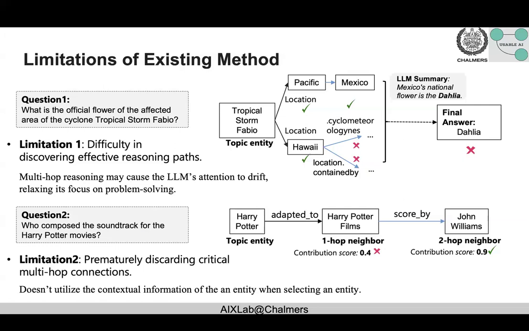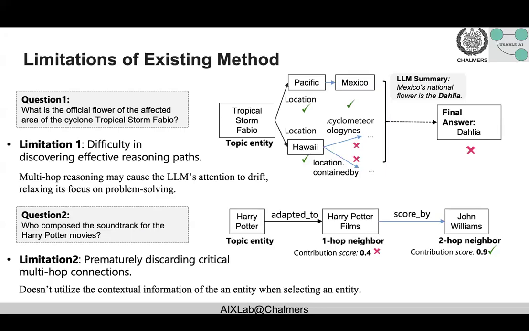For example, who composed the soundtrack for the Harry Potter movies? Again, we find the topic entity in the knowledge graph and search the one-hop neighbors. We find that these do not contribute to the original question, but the two-hop neighbors contain the answer. So how can we find the two-hop related information in the knowledge graph is also an issue.